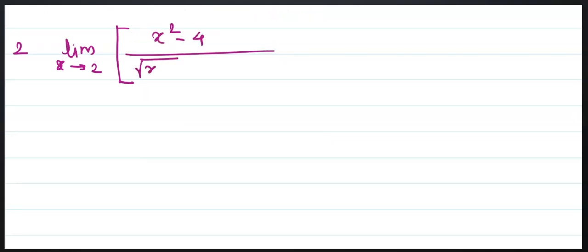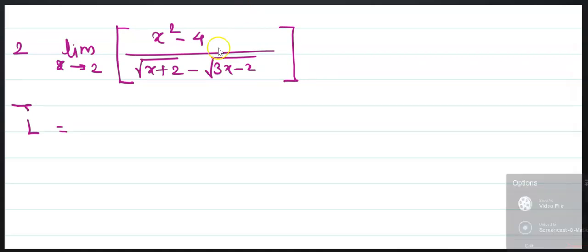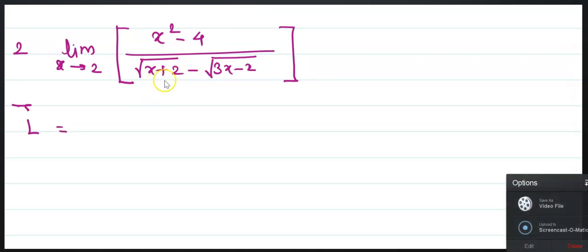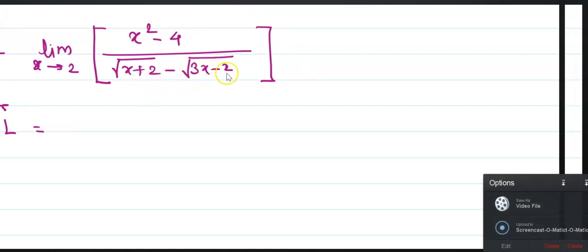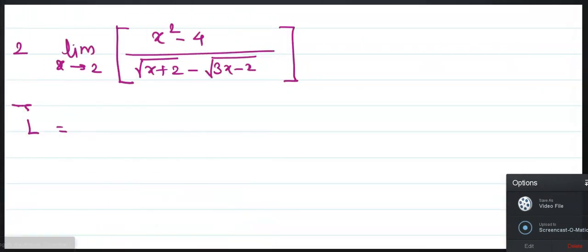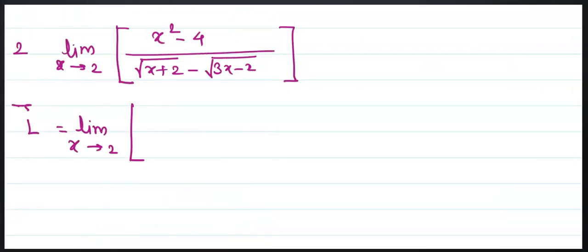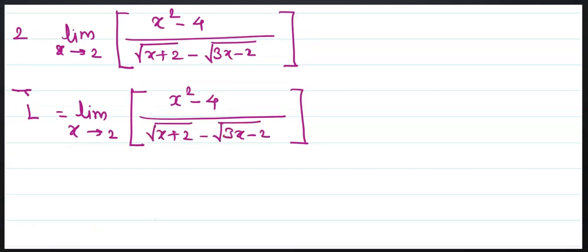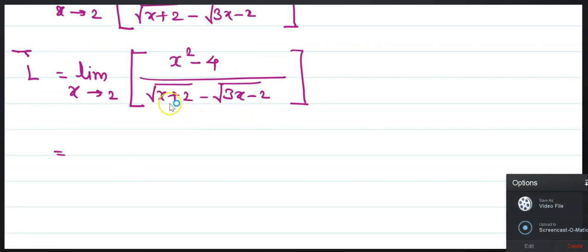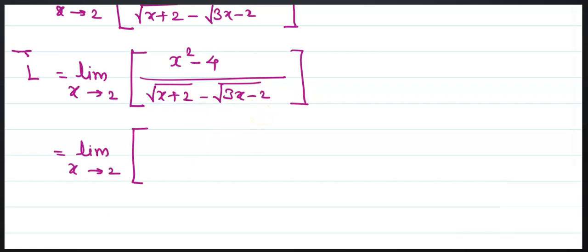problem number 2. Limit x tends to 2 in bracket x square minus 4 upon root of x plus 2 minus root of 3x minus 2. This is the rationalizing factor: root of x plus 2 plus root of 3x minus 2. This will be the rationalizing factor. So this here.